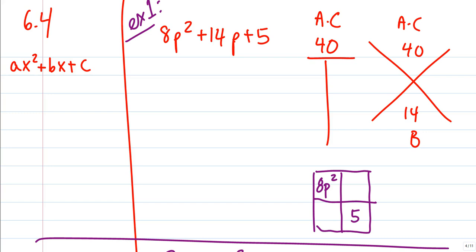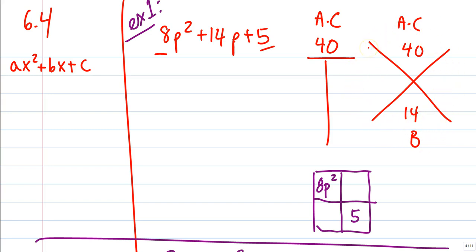8 could be a 1 and an 8, a 2 and a 4. It's just not worth it. So I'm going to keep focusing on the AC factoring. Okay. So 8 times c, 8 times 5 is 40. I'm looking for two things that multiply to make 40, combine to make 14. If you want to keep using the x, that doesn't bother me either.